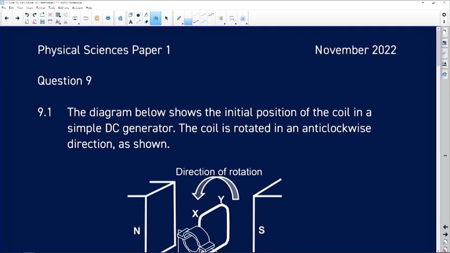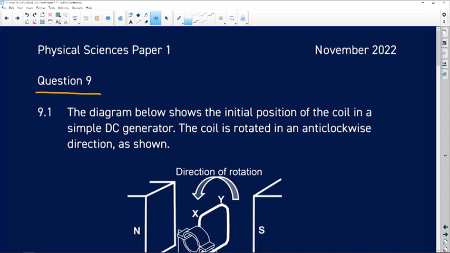Grade 12, let us look at question 9, Physical Sciences paper 1 from November 2022. Let's get straight to it without any waste of time. Question 9, which is AC and DC motors and generators. It is electrodynamics.